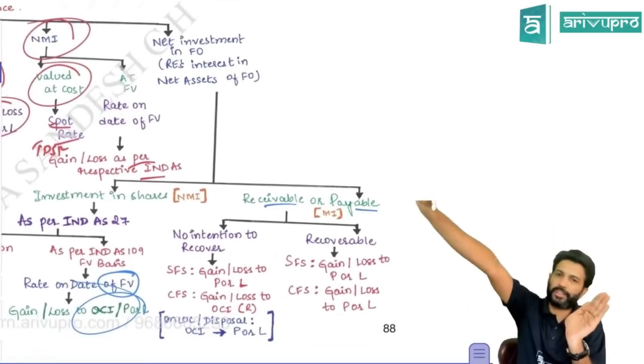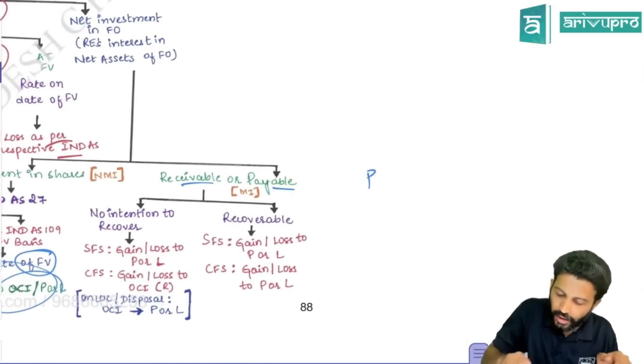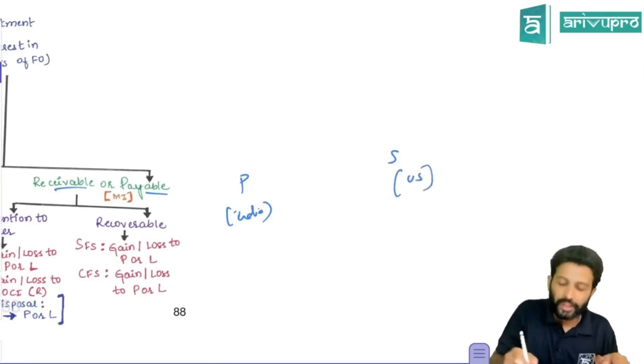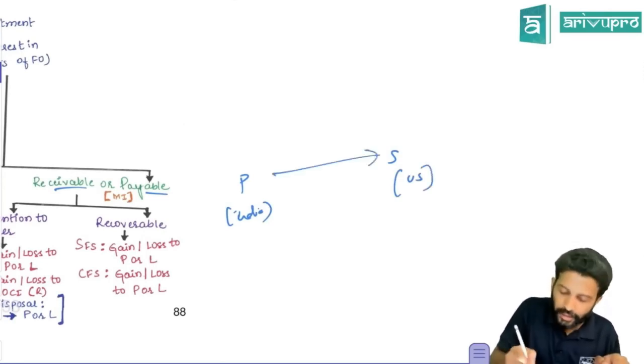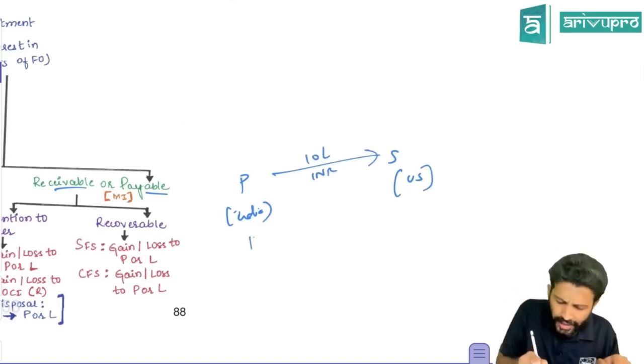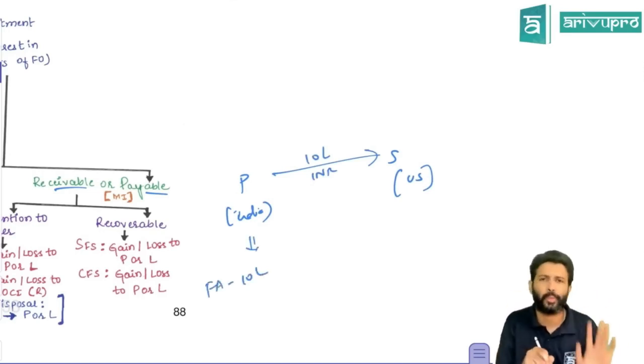Let's say parent and subsidiary company. Parent has given a loan to the subsidiary company. Let's say the parent is in India and the subsidiary company is in the US. Now, the parent has given a loan, right? Let's say the parent has given a loan of 10 lakh Indian rupees. That means in the parent's books, they will show the loan as a financial asset of 10 lakh rupees.